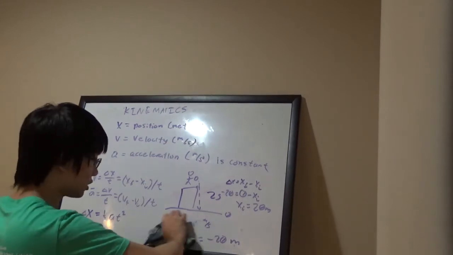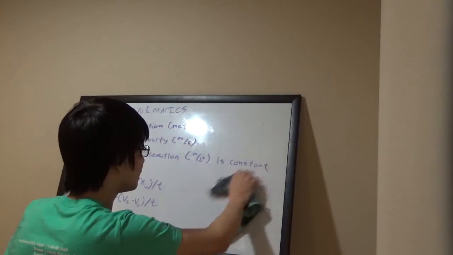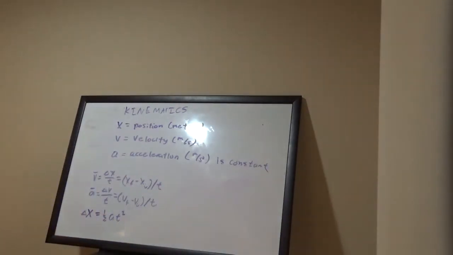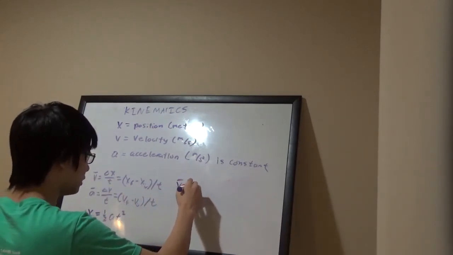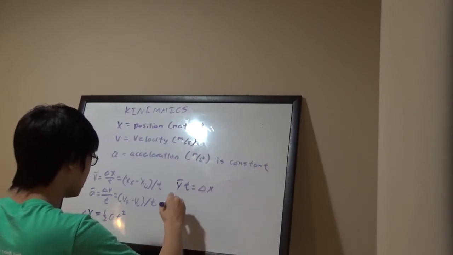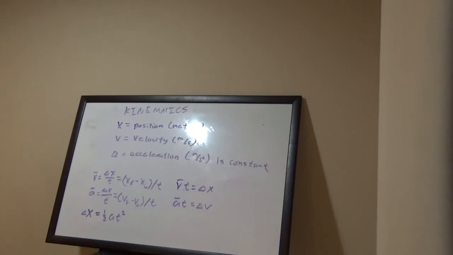The second equation is something called the time not found equation. But before we talk about that, let's talk about how we can manipulate this to get two more equations. It's actually relatively simple. We just multiply both sides by t and we get vt is equal to delta x, and we also get at is equal to delta v. That's two more equations, good to have in our tool belt, good to have handy.